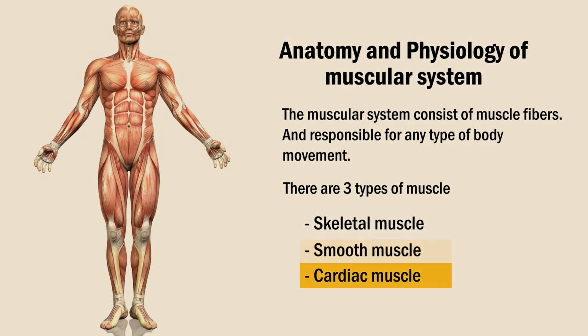The last muscle is cardiac muscle, and it is present in the heart walls. It is responsible for contracting and expanding, and therefore the heart performs its pumping action with the help of these muscles. These muscles are controlled by the autonomic nervous system.